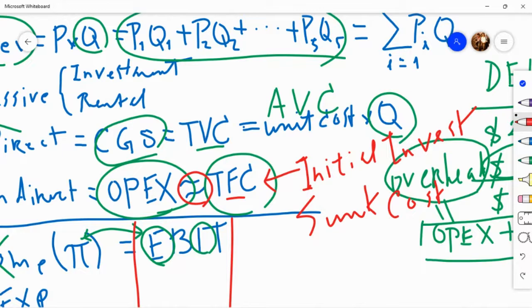Okay, so here's the thing. Total fixed cost is the microeconomics terminology. And in microeconomics, they focus more on the initial investment. But in accounting, that initial investment is, of course, spread over a long time horizon. I mean, you invested $100 million. It cannot be recovered overnight. It will have to be recovered over a long time horizon.